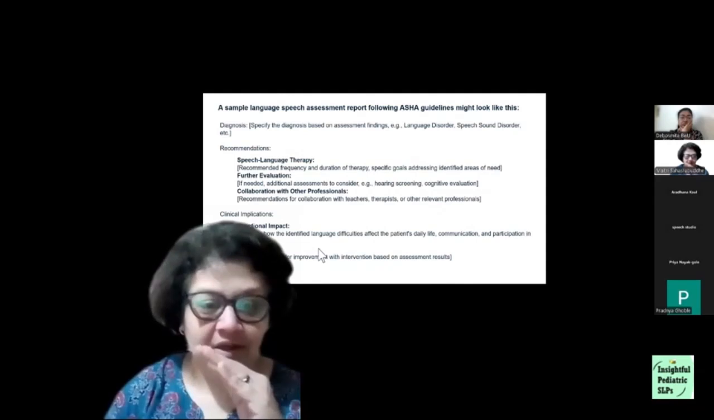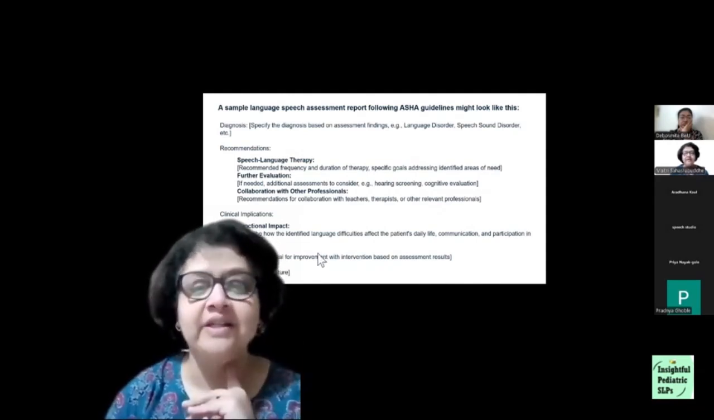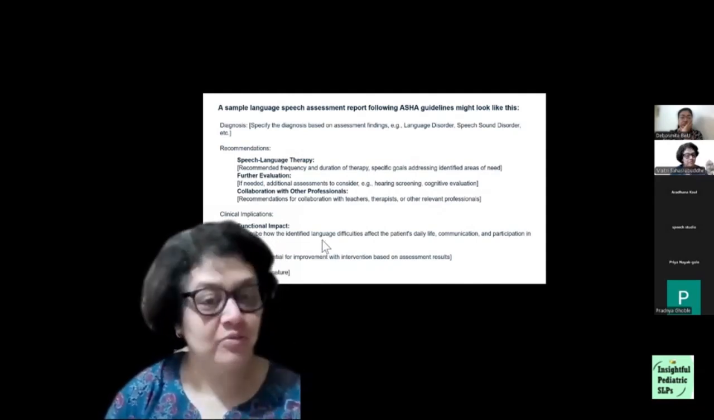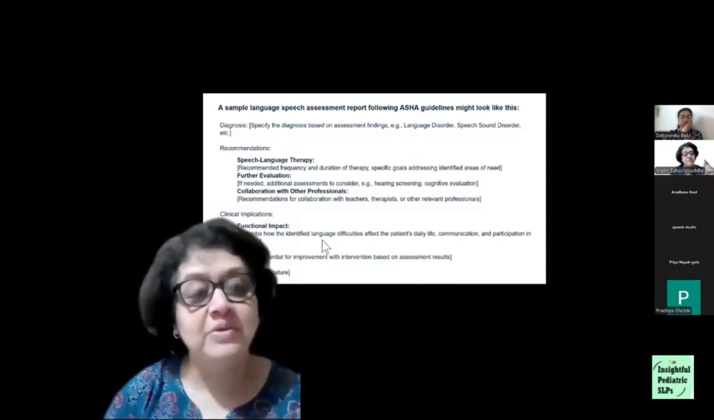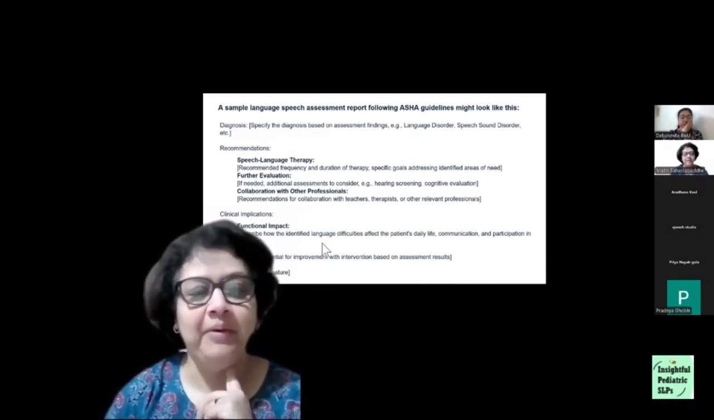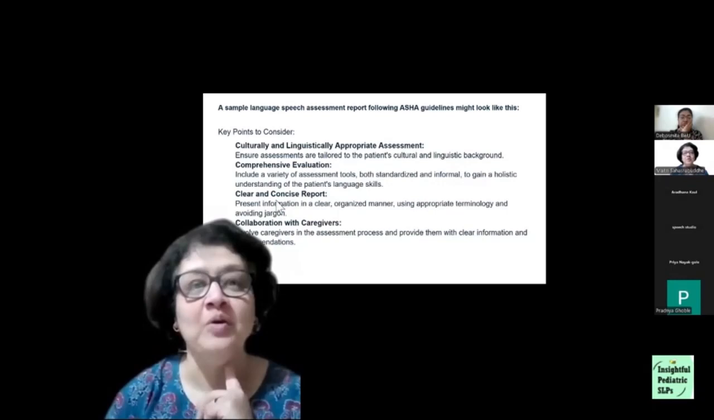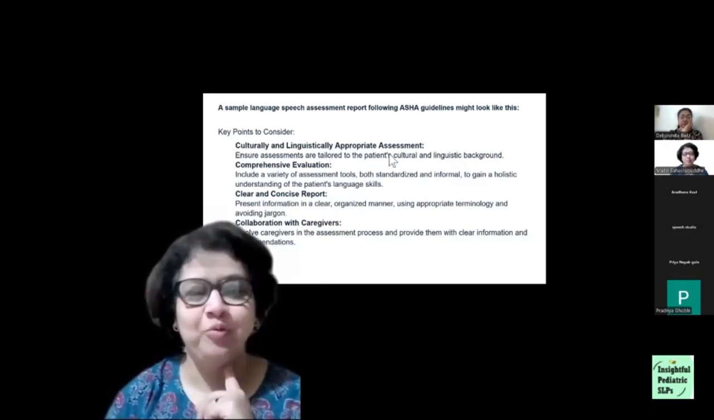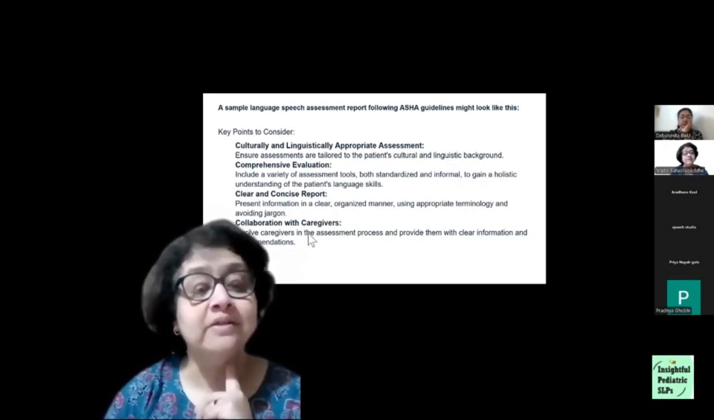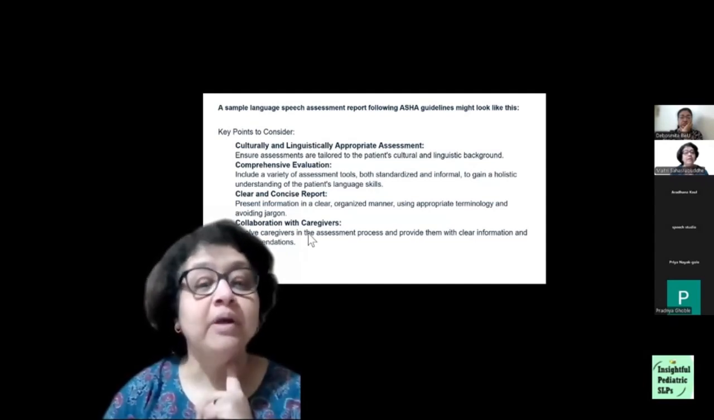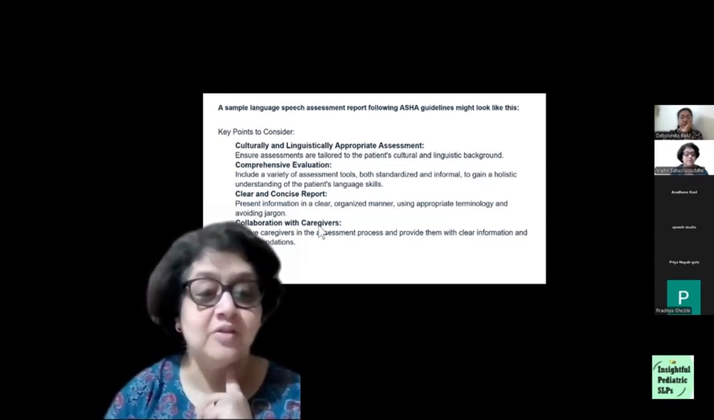So I know it is a little diversion from that morphosyntax that we spoke about. The morphosyntax was brought up for the TTR, but there has to be some mention of the functional capacity of the child also. And key points to consider: the culturally and linguistically appropriate assessment, like we were discussing so far, that if I'm testing a child using Tamil as a primary language, I may not be the right person if Tamil is not my background.